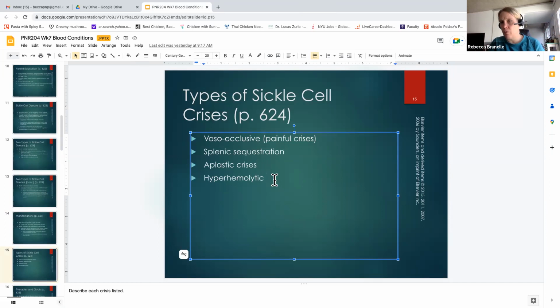Then hyperhemolytic refers to massive destruction of red blood cells. There are a couple of different reasons why this happens with sickle cell patients. Part of it is because they form all those clots because their cells are misshapen. And then as red blood cells go by there, it lyses them and breaks them down. And there can also be an autoimmune component where their body attacks their own red blood cells.